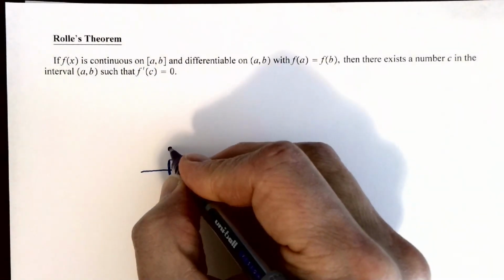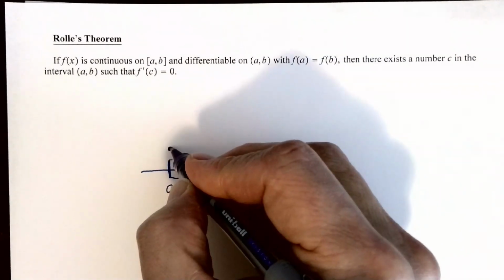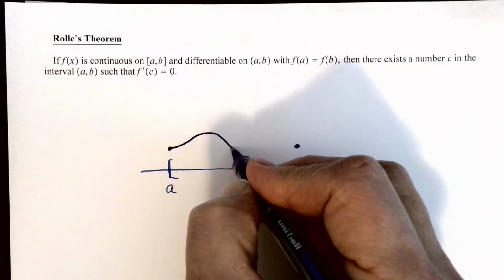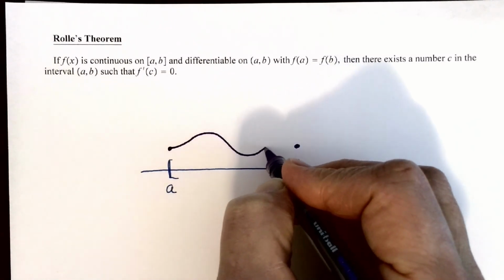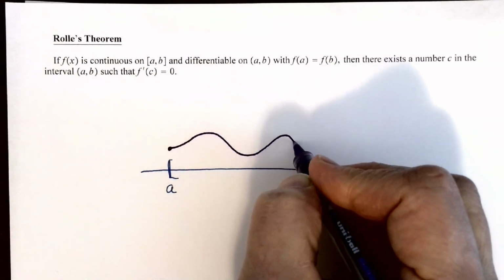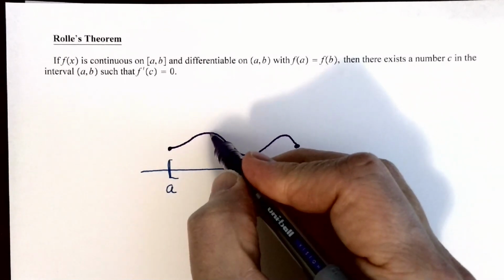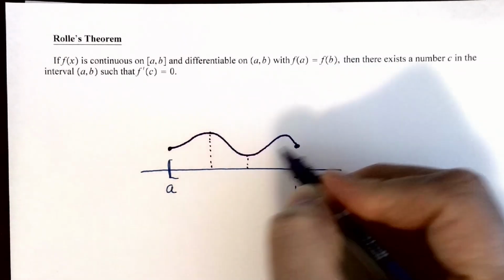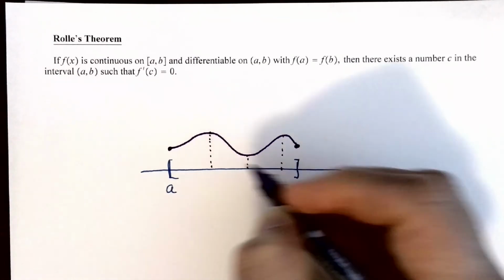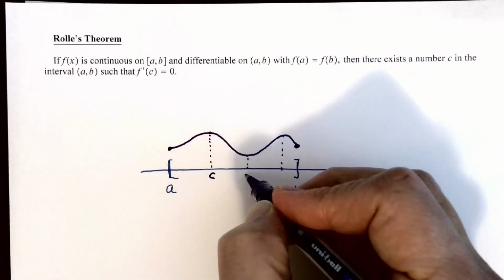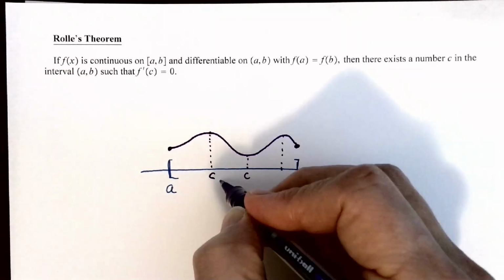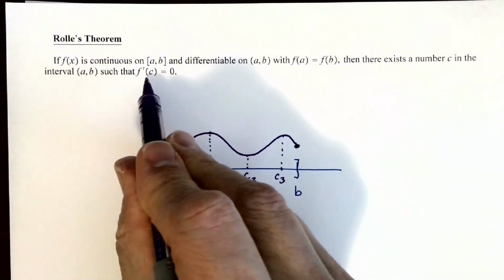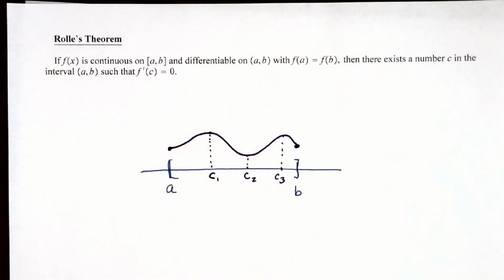So how can I draw such a function? Well, you can't have any holes or gaps or jumps, and so I'm going to have to make some turns at least once, right? And the minute I do, what happens? What's the derivative at each of these points? The derivative at each of these points is 0. So there's c, we'll say c1, c2, and c3. And this says there's at least one value of c. Again, you can have many.